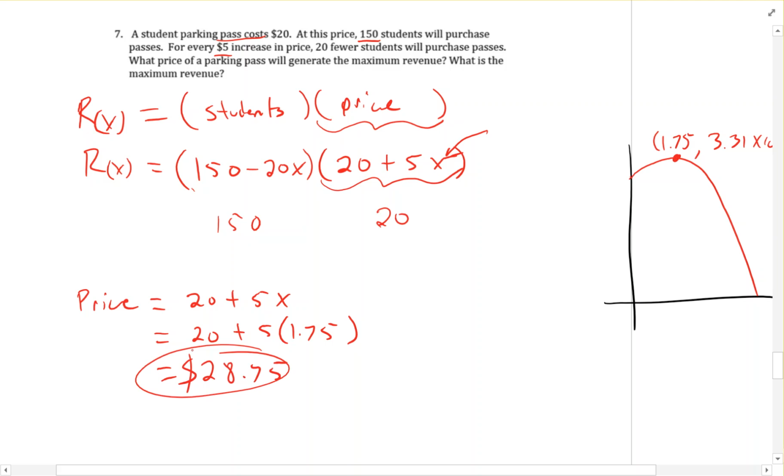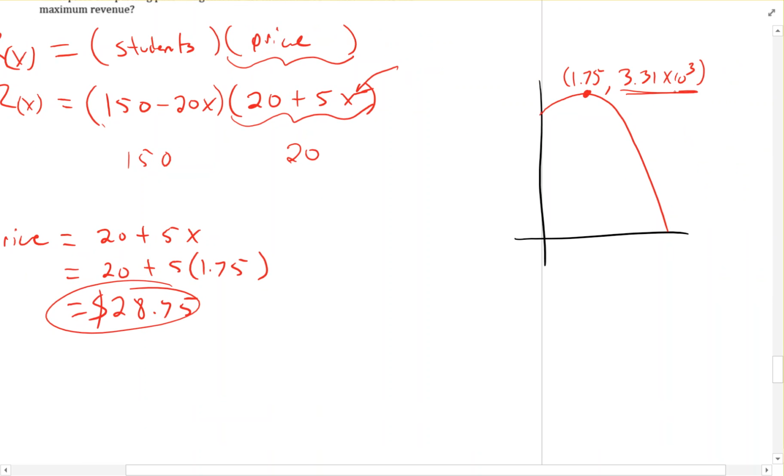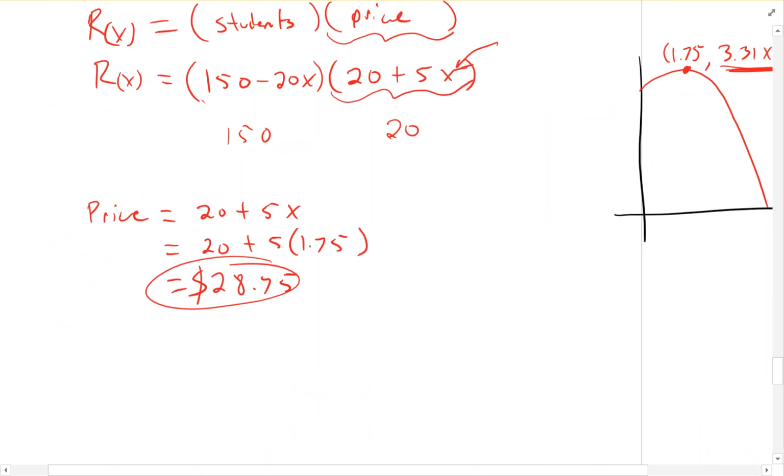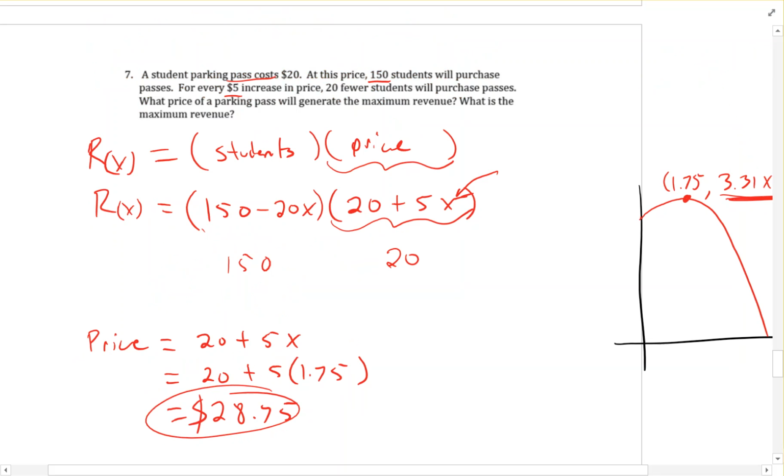Okay, in the second part, what is the maximum revenue? Well, the maximum revenue is just this number, right? That's what that function was of. So max revenue is 3.31 times 10 to the 3, which is the same as if you just move the decimal place over 1, 2, 3 times, or multiply by 10 to the 3, same thing. You're going to get $3,310. Okay, that's going to be it for that video.